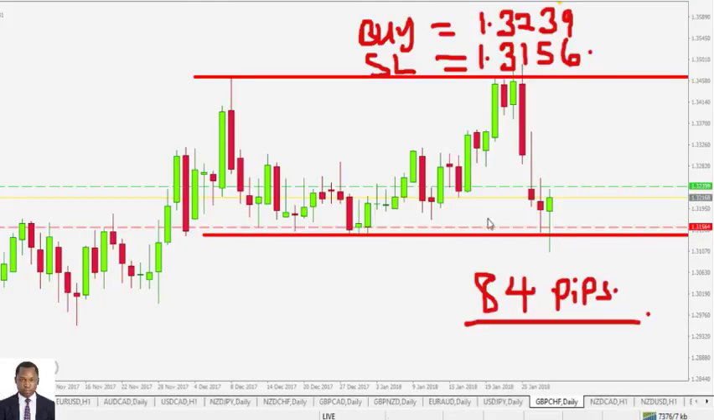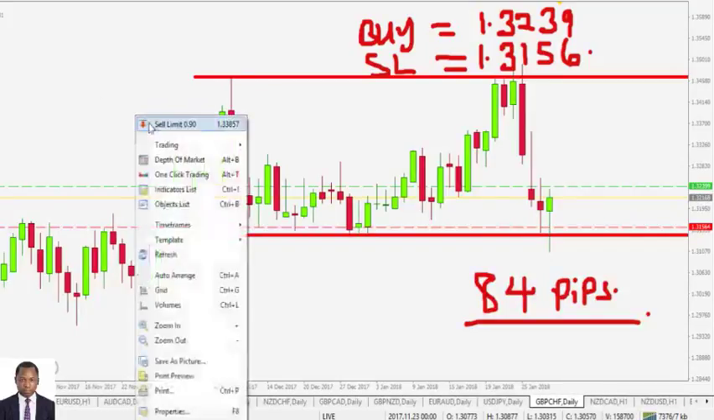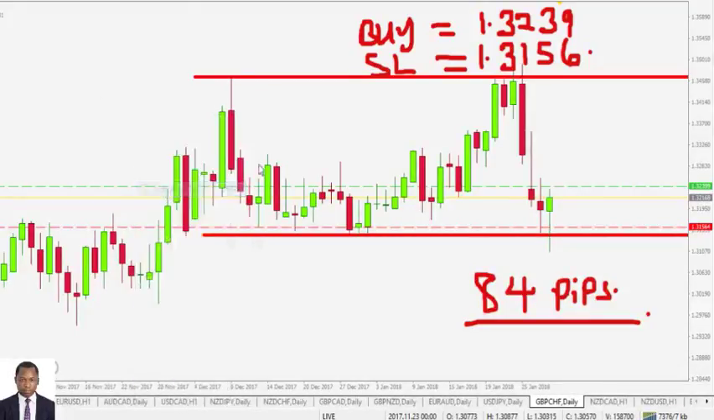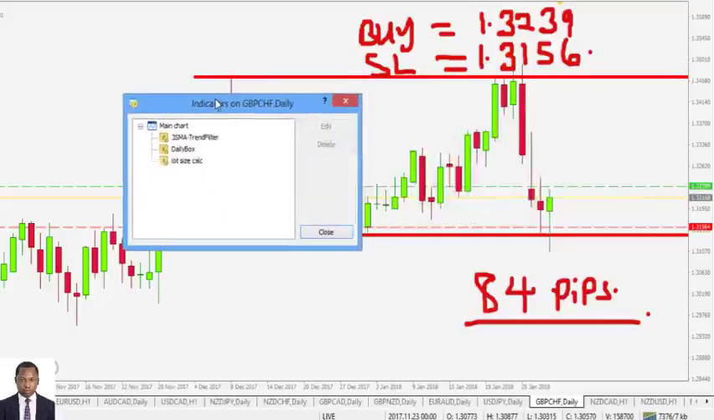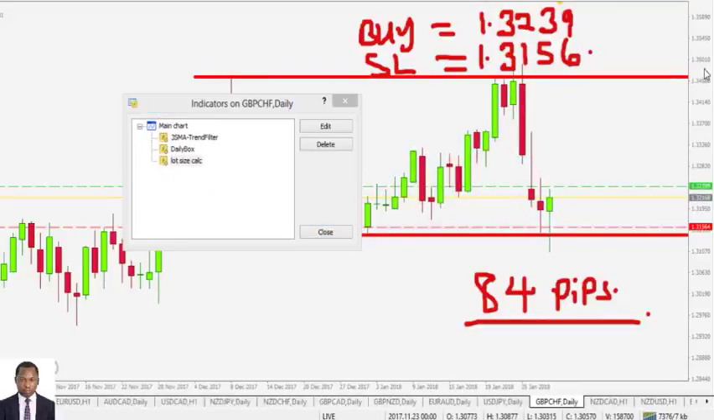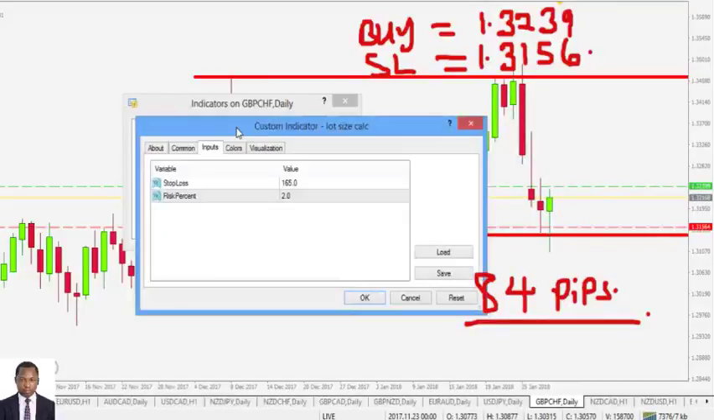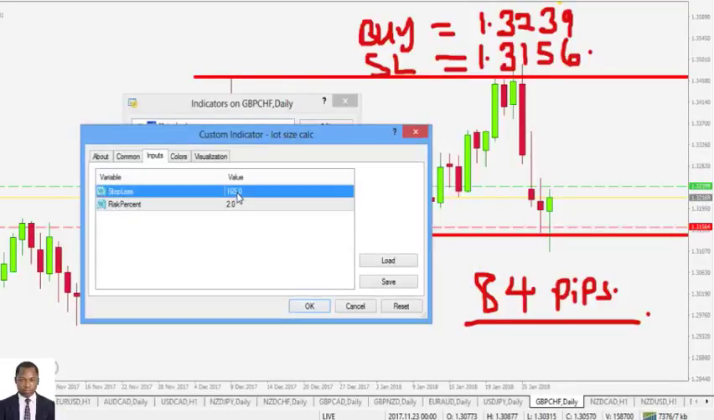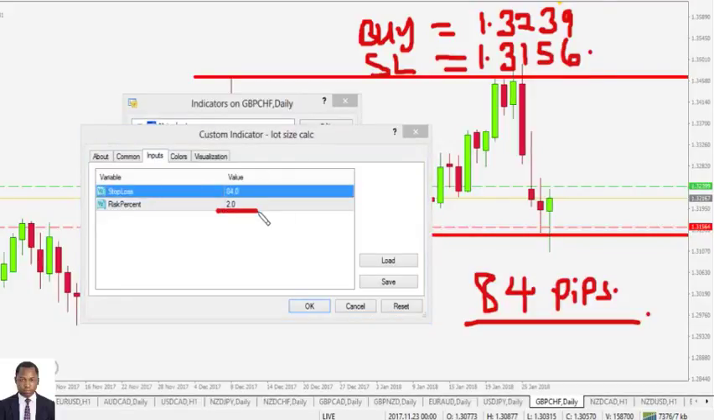So using the lot size calculator, it's already attached on my chart, so I'm just going to edit the box. So the lot size calculator, I am editing that. What's the stop loss value in pips? 84 pips. 84. I am ready to risk 2% of my account on this trade. So I'm just going to accept that. Click OK.